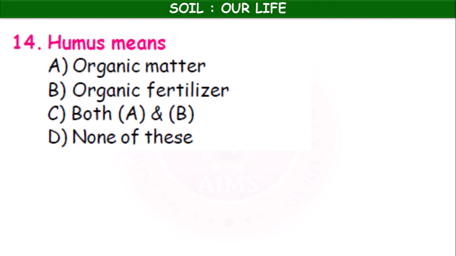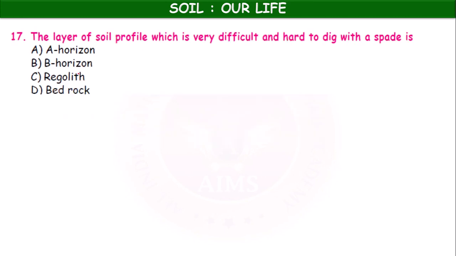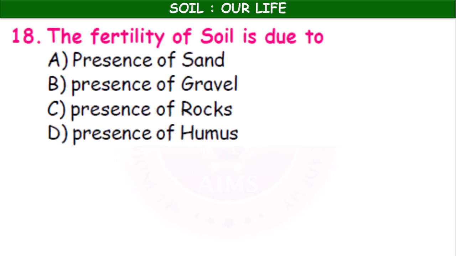Humus means organic matter, organic fertilizer, both, or none of these? It is organic matter, the dead remains of plants and animals. C horizon is also called topsoil, regolith, subsoil, bedrock? Regolith. The layer of soil profile which is very difficult and hard to dig with a spade is A horizon, B horizon, regolith, bedrock? It is the bedrock, which is very hard. The fertility of the soil is due to the presence of sand, gravel, rocks, or humus? Presence of humus.